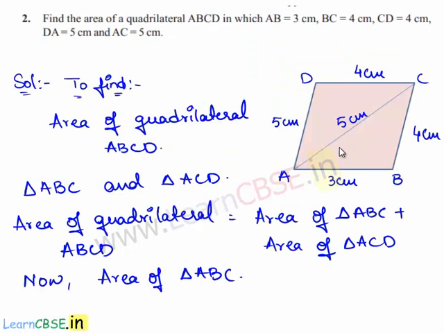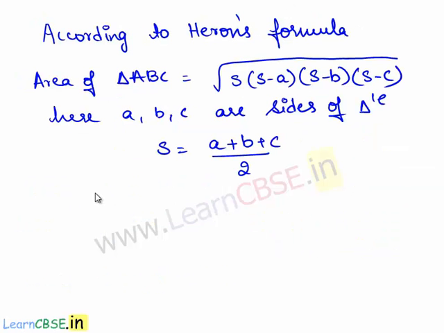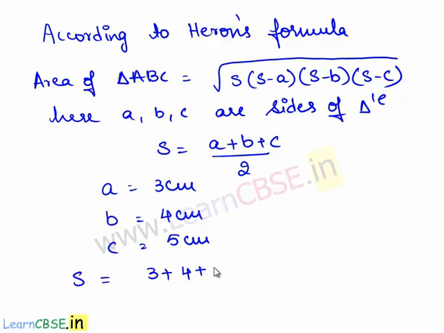So in the triangle ABC, the sides are 3 centimeters, 4 centimeters and 5 centimeters. Therefore, let a be equal to 3 centimeters, b equal to 4 centimeters and c equal to 5 centimeters. Now we shall find the semi-perimeter s, which is equal to (3 plus 4 plus 5) divided by 2, which is 12 divided by 2, that is 6 centimeters.